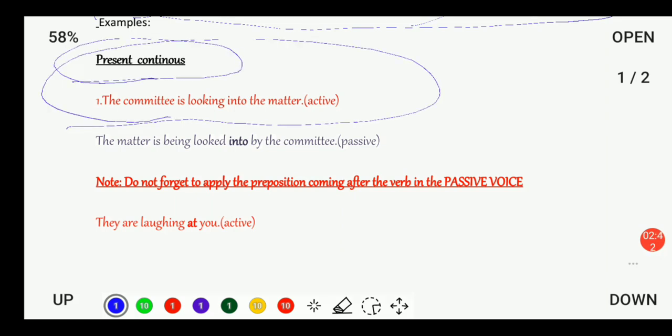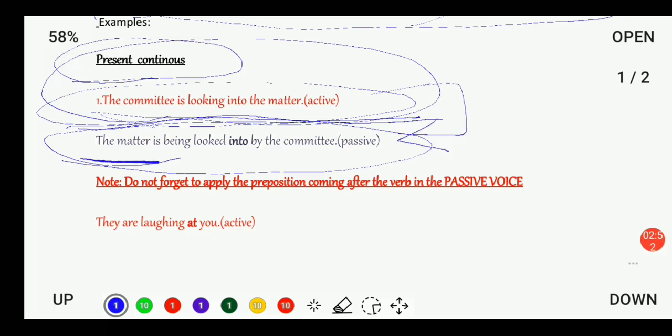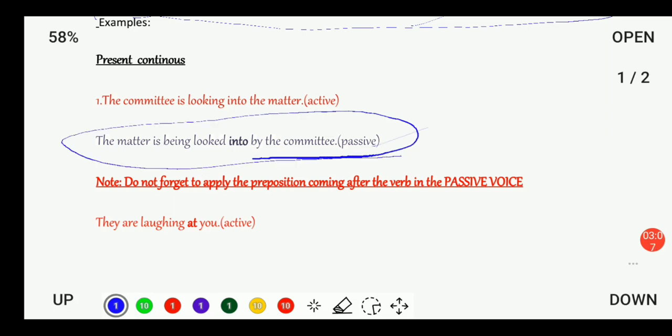First of all, the tense is the present continuous tense. The sentence is: The committee is looking into the matter. It is the active form of the verb. On converting it into the passive form, what will the sentence become? The matter is being looked. The verb is converted into the third form and being is added here, and the preposition into is applied here. Then after that, we write by the committee. So: The matter is being looked into by the committee.